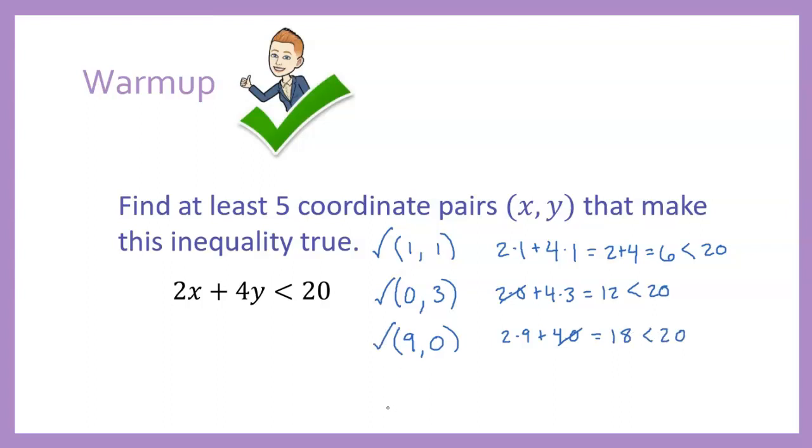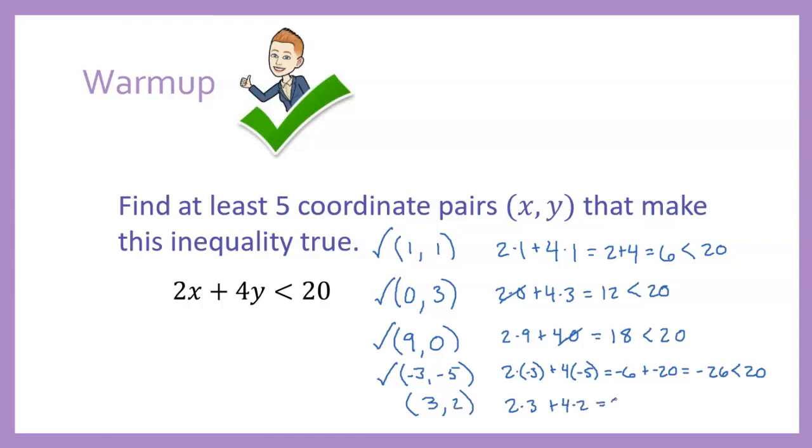Another option you could think about, this one's a little bit even bigger stretch, is we could do negative numbers. We know that negative numbers are always less than 20, so we could do something like -3, -5. So 2 times -3 plus 4 times -5, that's going to be 2 times -3 is -6, 4 times -5 is -20. So that equals -26, and that is, of course, less than 20 because it's a negative number. And one last one, maybe just a simple one like 3, 2. 2 times 3 plus 4 times 2, that'll be 6 plus 8, which is 14. That is less than 20.